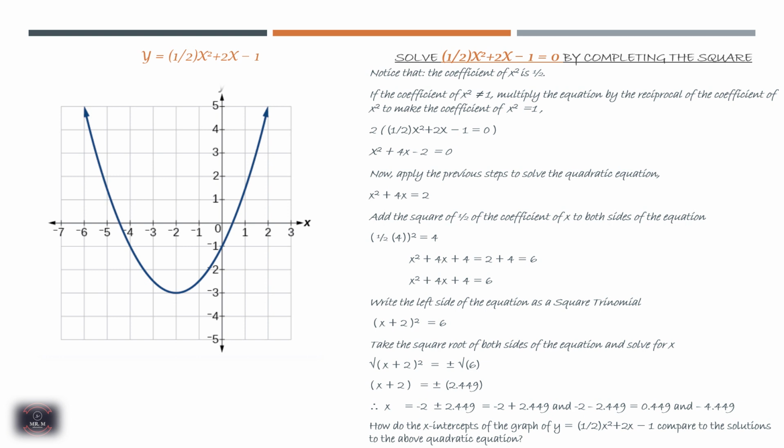Now take a look to the left at the x-intercepts of the related quadratic function y equal to half of x squared plus 2x minus 1. Do you think that the x-intercepts align with the roots of the quadratic equation found by completing the square method?